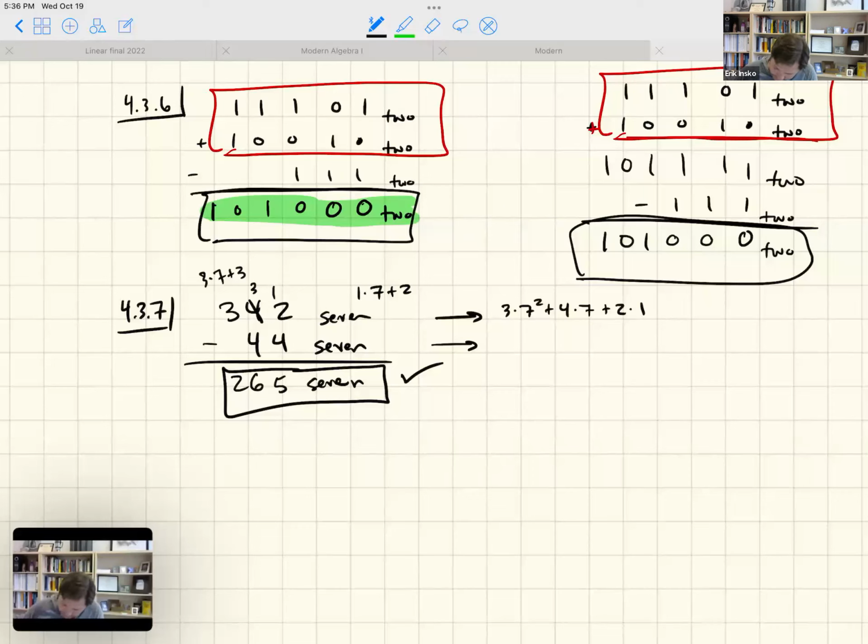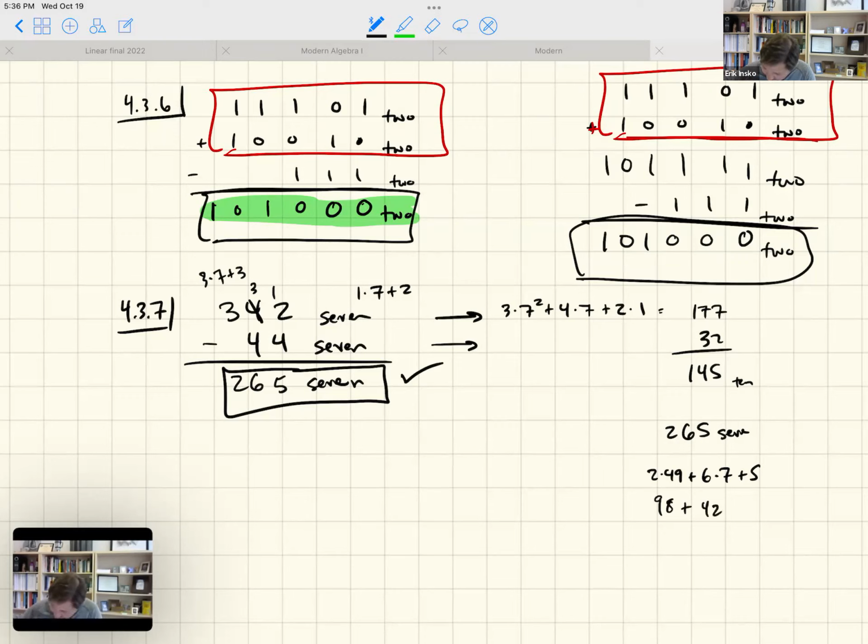So this was all good. Again, I converted it. But I do 177 and 44 base 7, I said was 32. So the difference is 145, of course, base 10. And if I want to write that base 7, that is 265 base 7, because that's 2 times 49 plus 6 times 7 plus 5. If you work that out, that's 98 plus 42. So that gives me the 140 plus 5 does give me 145.